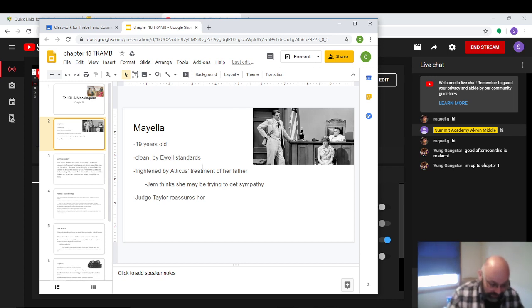So she lives in a very impoverished area. She lives in the dump in a cabin, but she still tries to keep herself clean. One section of the dump, she actually plants flowers in and tries to brighten the place up. So she's a little bit more respectable than the other members of her family. She went to school for, I believe, 2 to 3 years, so she is able to read and write to some extent. She is frightened by Atticus's treatment of her father. She doesn't quite understand why her father being left-handed is such a big deal.